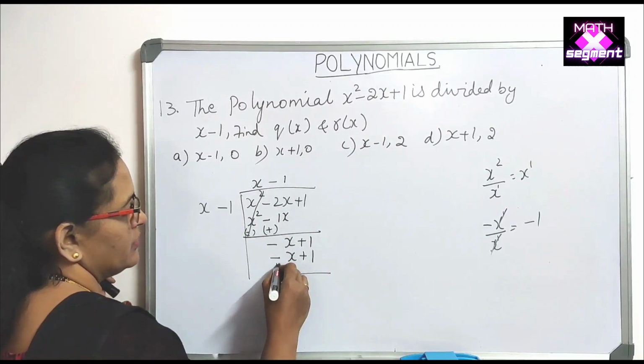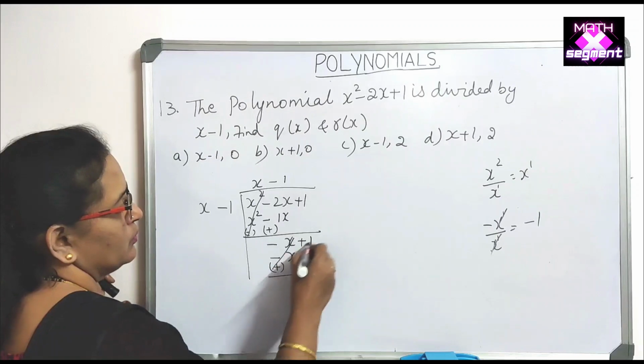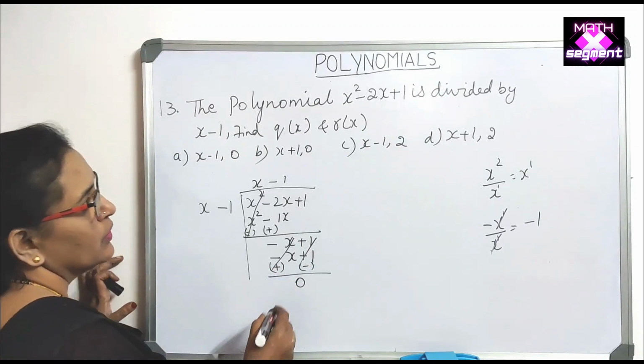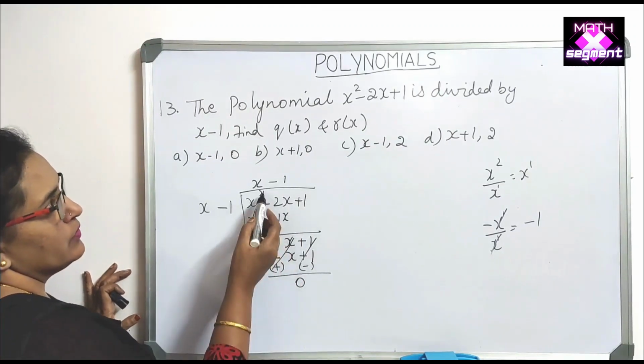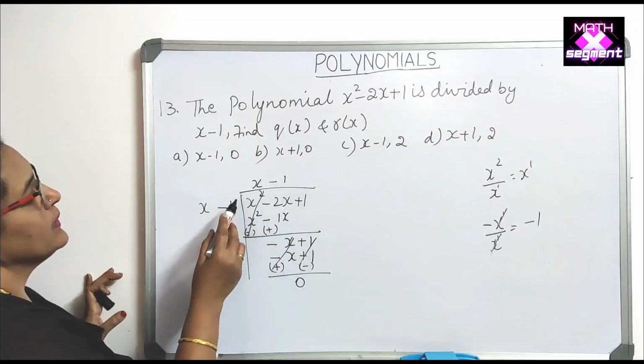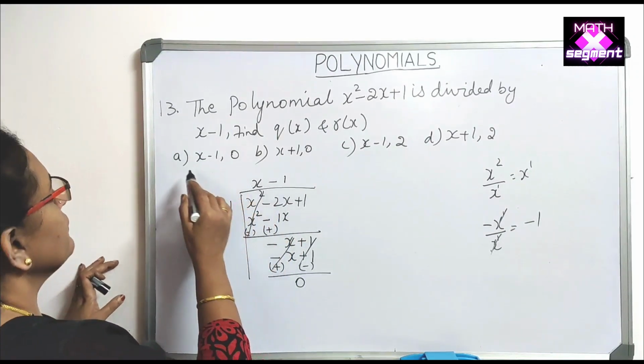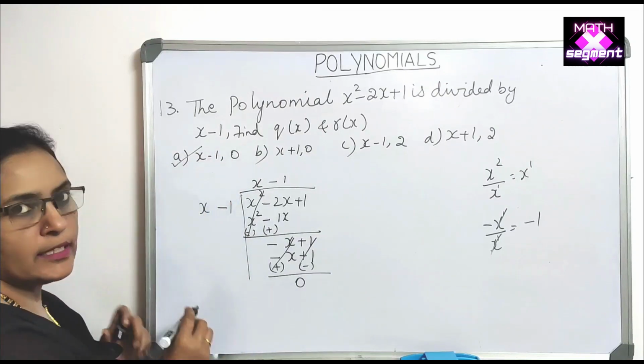I have to change the sign to eliminate. So both will get eliminated, you will get 0. So that means r of x is 0, whereas q of x is x minus 1. So where is x minus 1 and 0? It is in the first option, A. That is the correct option.